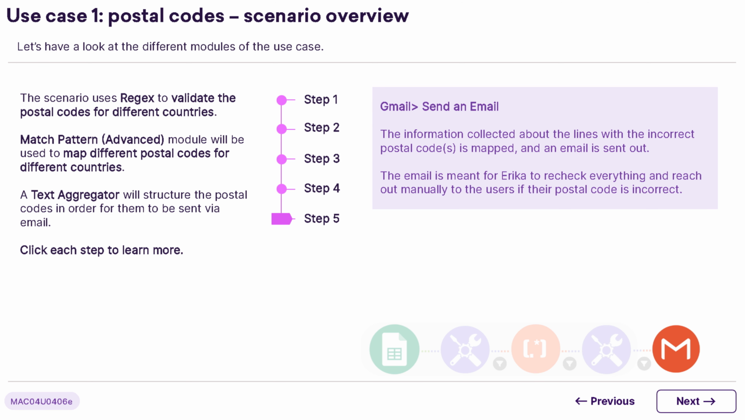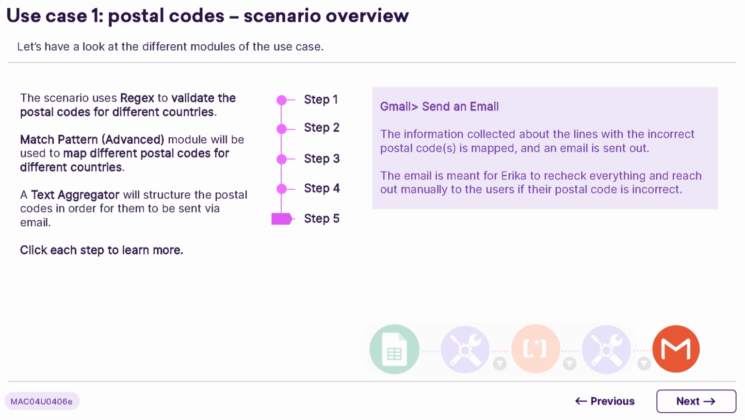In this scenario, we explore the process of validating postal codes for various countries using regular expressions, or regex. Regex is a powerful tool that helps ensure that each postal code meets the specific format required by different countries. We start by mapping these postal codes using an advanced match pattern module. This module allows us to efficiently handle the diverse formats encountered worldwide. Once the postal codes are validated, a text aggregator structures this information to prepare it for easy dissemination.